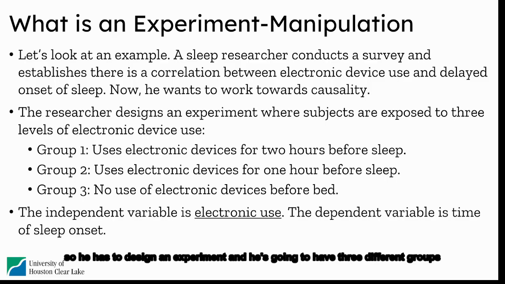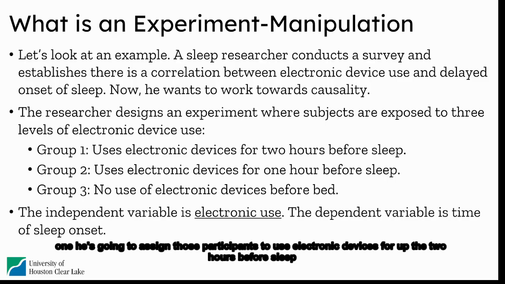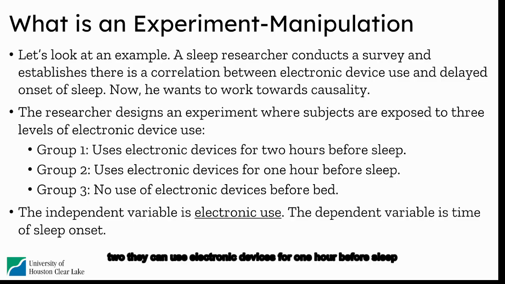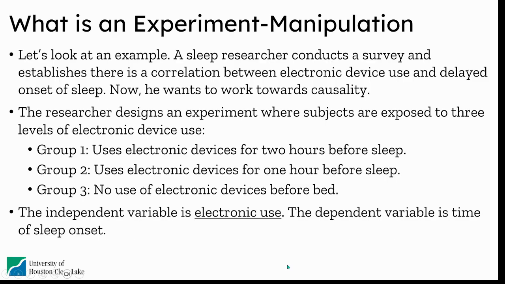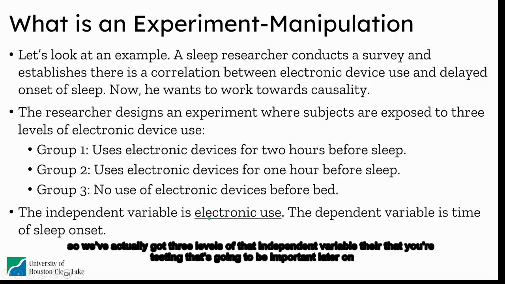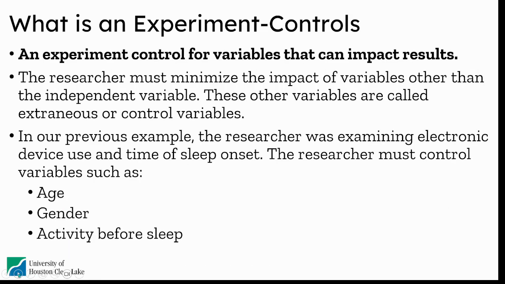So he has to design an experiment, and he's going to have 3 different groups. One, he's going to assign those participants to use electronic devices for up to 2 hours before sleep. 2, they can use electronic devices for 1 hour before sleep. And 3, there is a group that is using no electronic devices before sleep. So your independent variable in that situation is electronic use, and your dependent variable is time of sleep onset, sleep latency. So you've actually got 3 levels of that independent variable there that you're testing. That's going to be important later on.